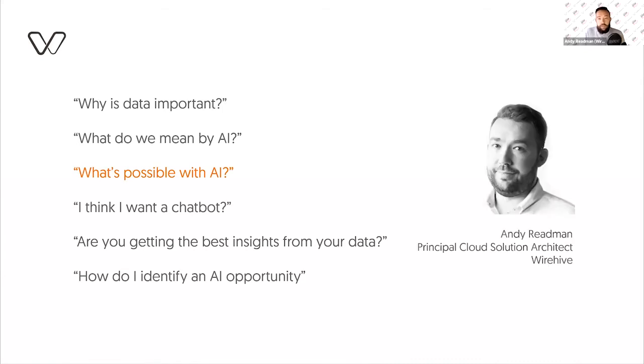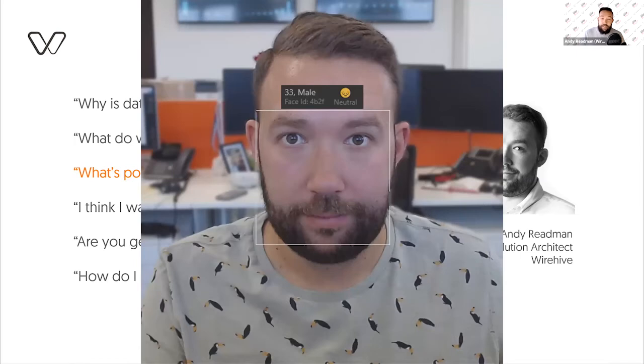We've done introductions already, but I'm Andy Redman. I am a cloud solution architect. That means I'm a blend of a technical and commercially minded person that does as much business strategy these days as I do understanding the tech and how to deploy it. I'm also, according to artificial intelligence, a 33-year-old male with a neutral smile. But more on that later.